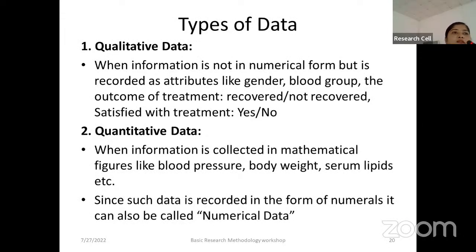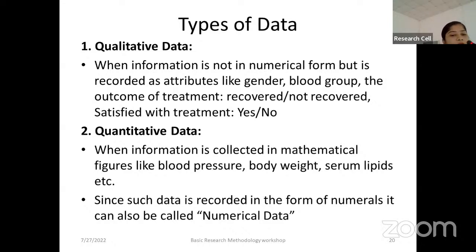Next, coming to the types of data. We have qualitative and quantitative data. Qualitative data is when information is not numerical, but is recorded as attributes like gender, blood groups, the outcome of treatment. Say, for example, the patient has recovered or not recovered. Then the satisfaction level: satisfied with the treatment, yes, no. These are characteristics, these are words. Such data is recorded in words, not in numbers.